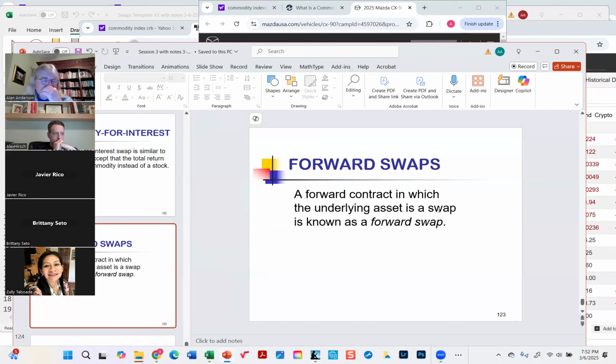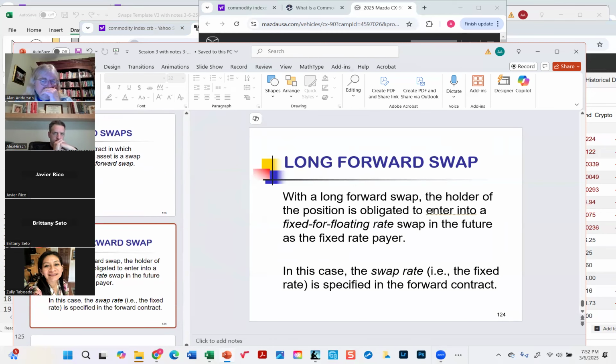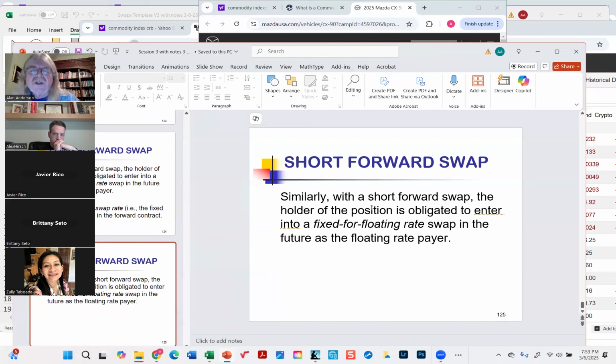So here, just to be a little more specific, if you enter into what's called a long forward swap, that means you're entering into an agreement to become the fixed rate payer, where the swap rate at which you pay is fixed in the contract. Which means, of course, that if you're the short forward swap, that means you're entering the fixed for floating rate swap as the floating rate payer. And again, the fixed rate is settled in advance.